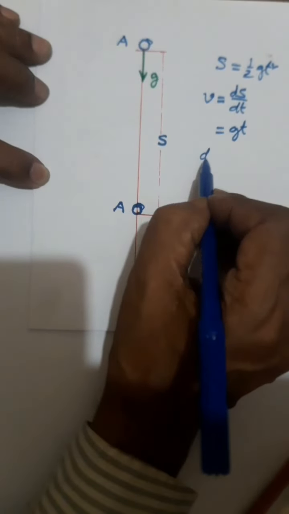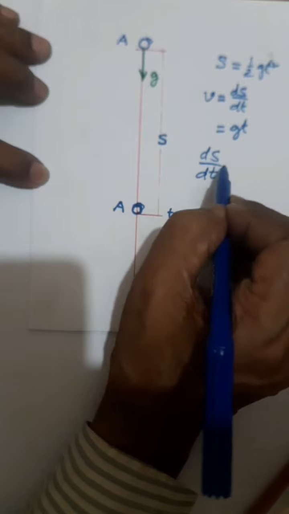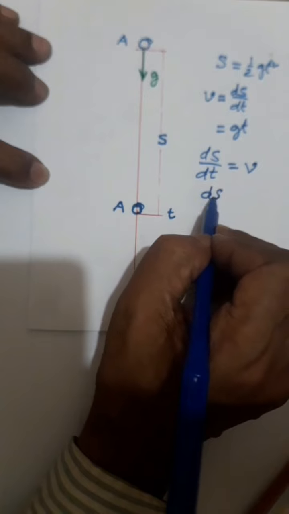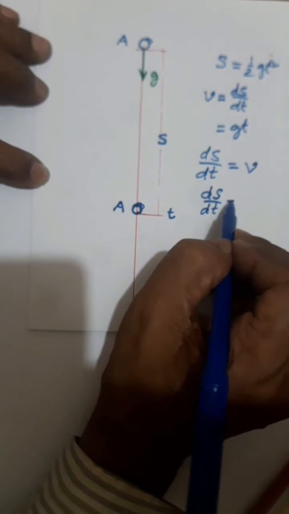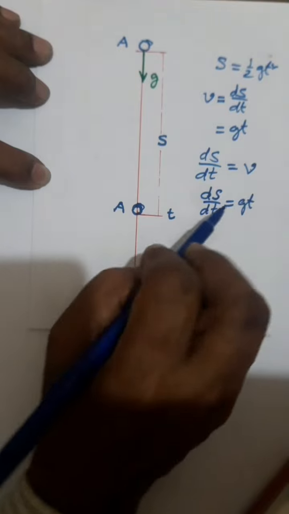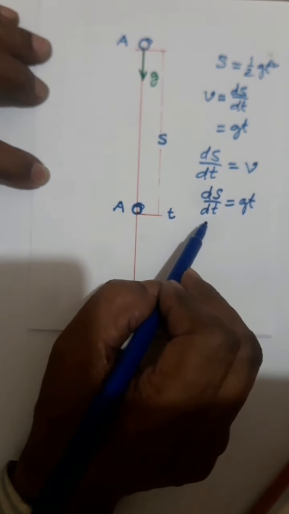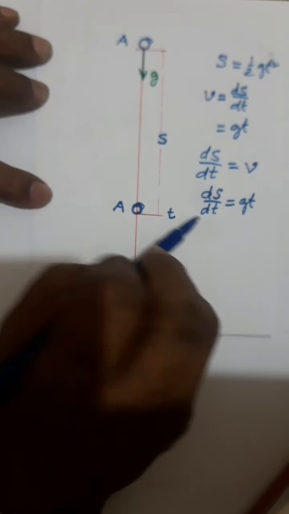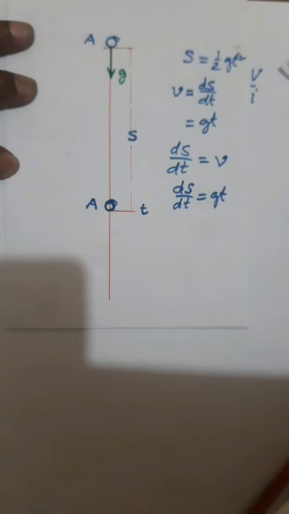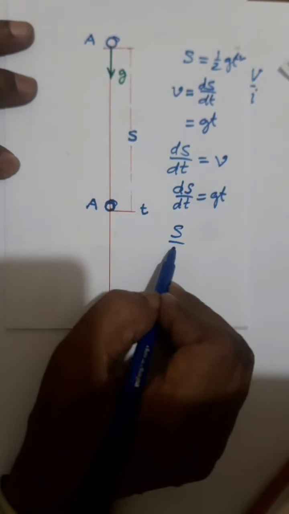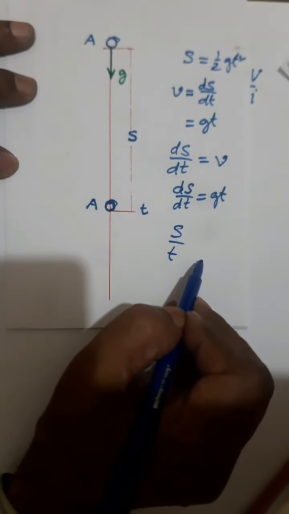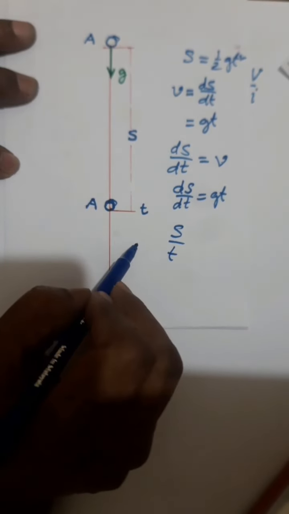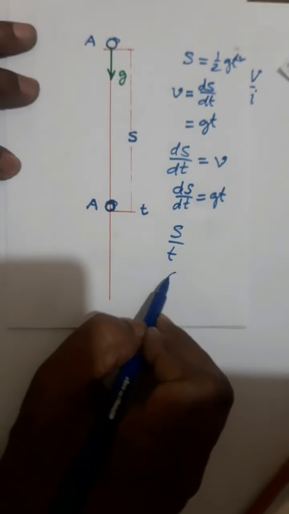ds by dt equal to v, that is g t. That is, ds by dt is a time dependent velocity. It is called instantaneous velocity. s by t is the average velocity. It is the average velocity over a range 0 to t.